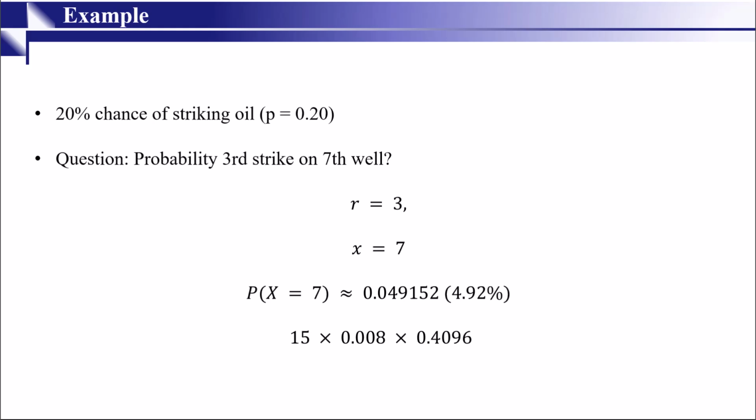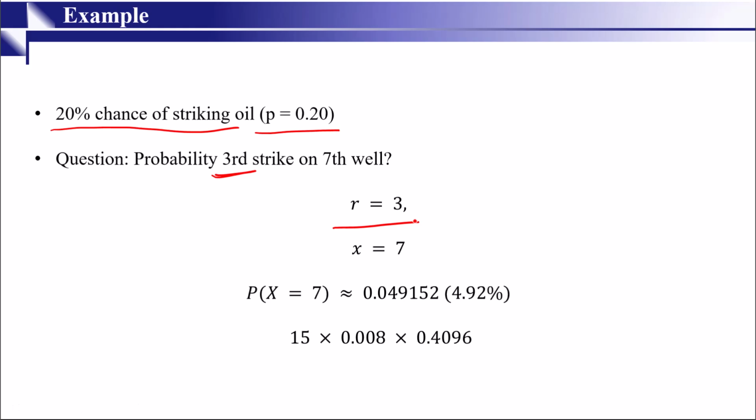Okay, so here there is another example. An oil company conducts a geological study indicating that an exploratory oil well has a 20% chance of striking oil. So it says 20%, so probability is simply 0.2. The question is, what is the probability that the third strike comes on the seventh well drilled? This is a kind of negative binomial distribution problem because we want to model the number of trials until the third success, right? So simply we can say r is equal to 3.